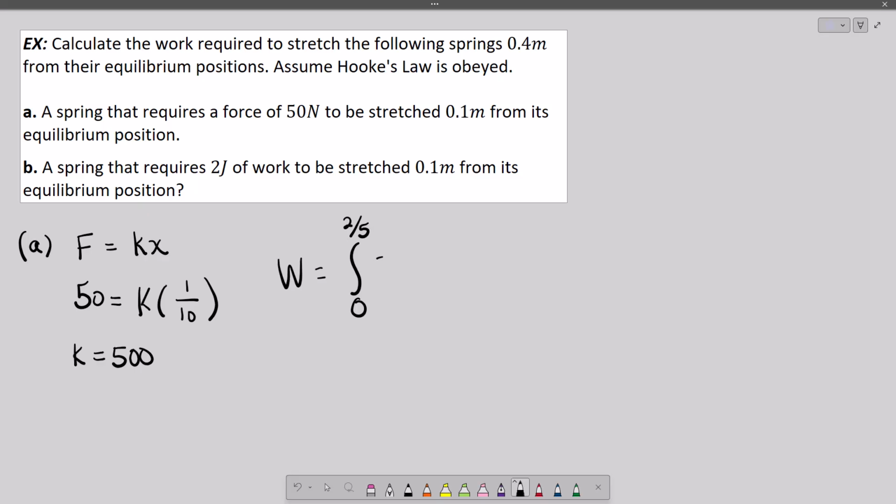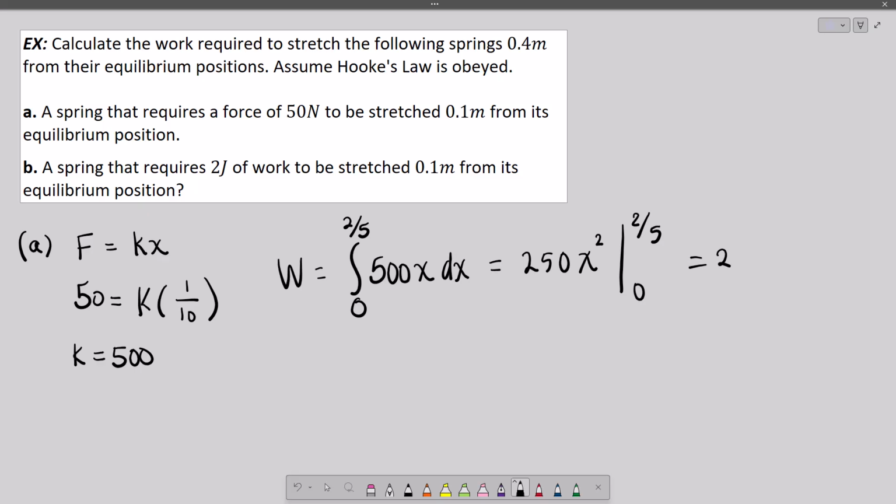And then we integrate that force function, which is going to be 500x with respect to x. So we'll get 250x squared. Where does the 500 come from? I see 50 there, 50 newtons. And then we multiply by 10 to get k. So force is kx, so they tell us the force is 50 newtons to stretch or compress 1/10 of a meter. So we multiply both sides by 10 to get the 500.